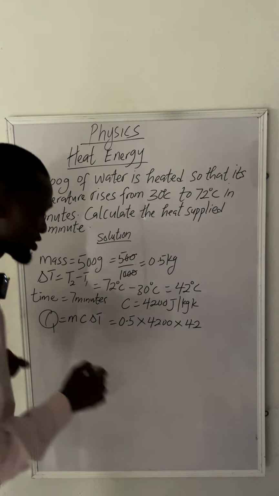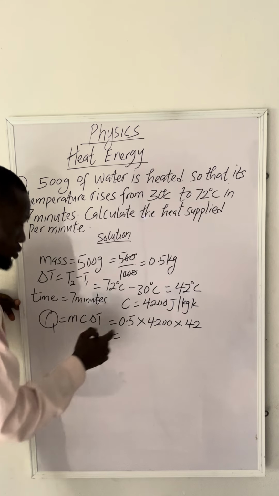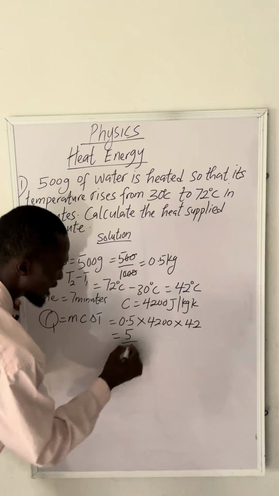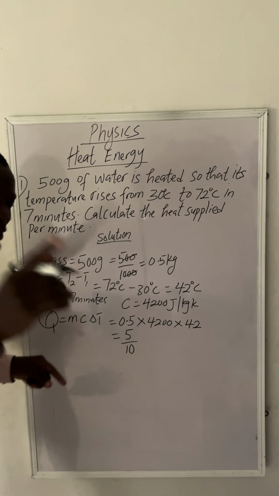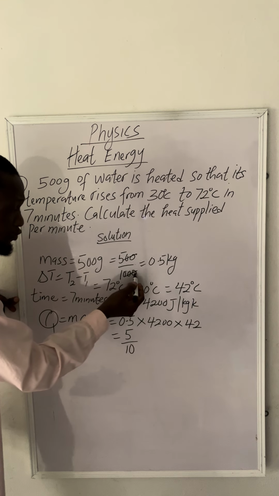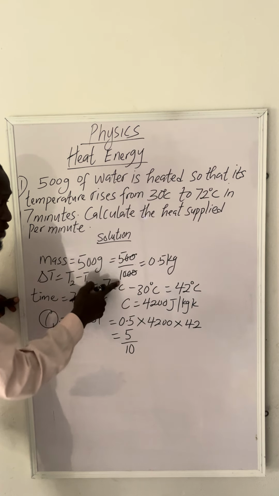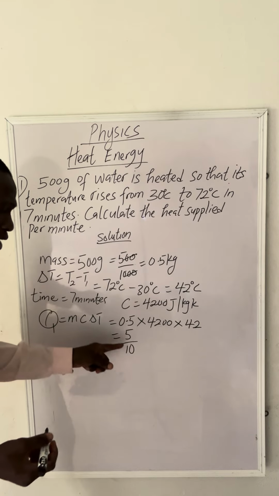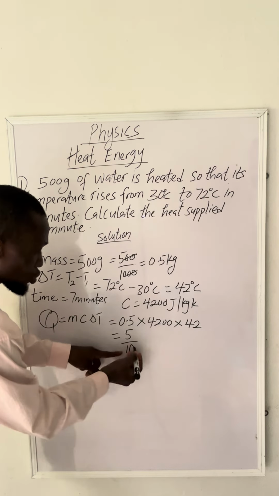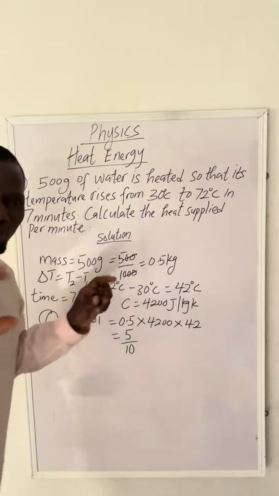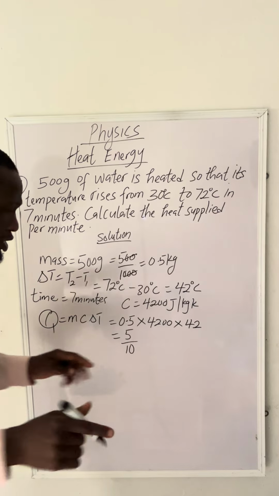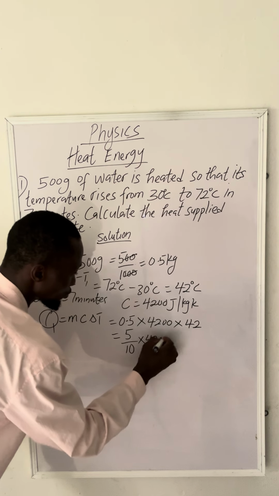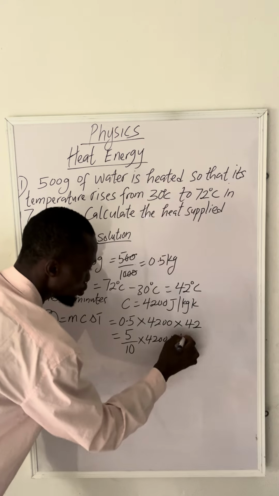So that is what we are going to multiply right now to get the quantity of heat supplied. Now I'm going to multiply this. For this, I can say 5/10, because if you realize from here, if we cancel 2 zeros here, we are going to have 5/10. If we put it in decimal, that's where we are going to have 0.5. But I'm changing it here because I want to cancel zeros. If you are using your calculator, there's no problem about that. So we're going to have 5/10 multiplied by 4,200 multiplied by 42.